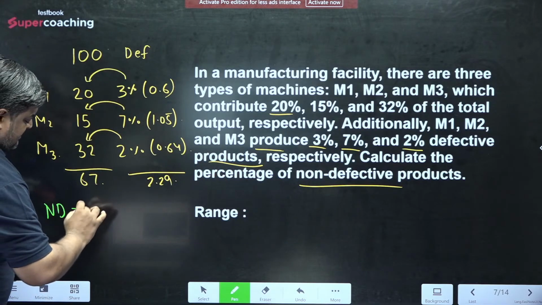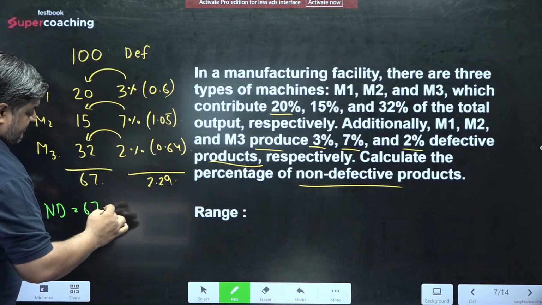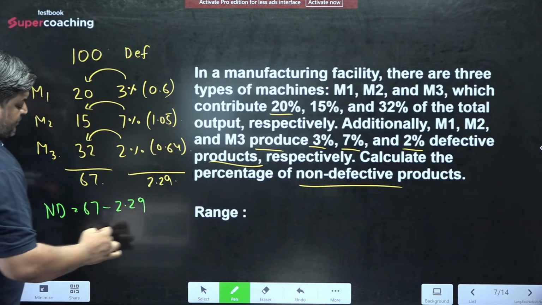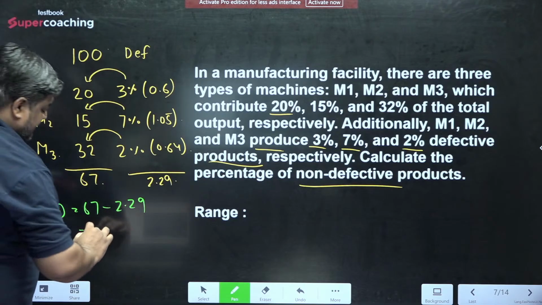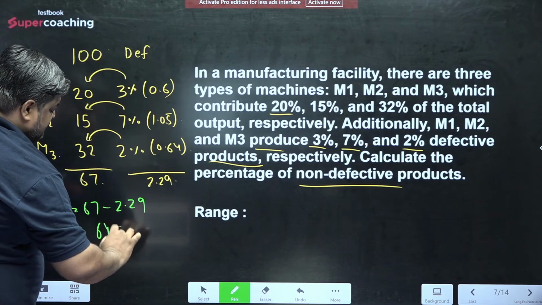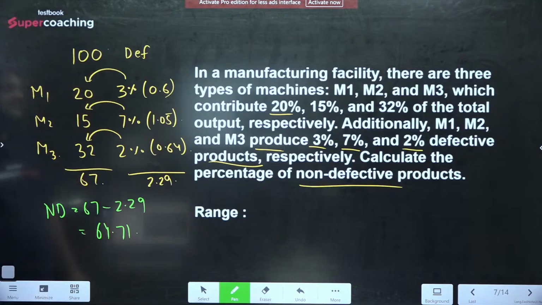Non-defective is 67 minus 2.29, and this is how much? 64.71.